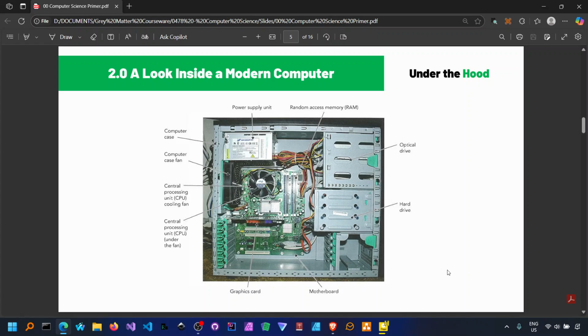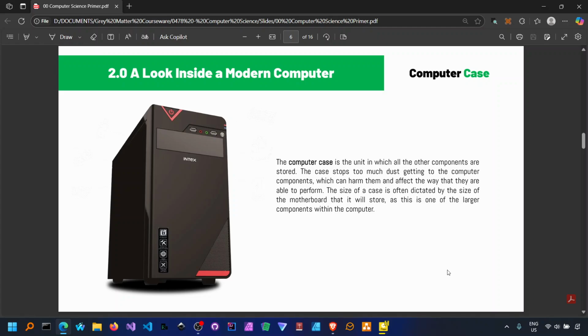Let's go ahead and take a look at what constitutes a modern-day computer system. On this graphic you see that we have a couple of things going on. I'm not going to read all of them because we'll be looking at them in more detail as we progress. For the most part, if you have a desktop PC, you are going to need a computer case. The computer case is going to house all the other components that you are going to build your computer system with.